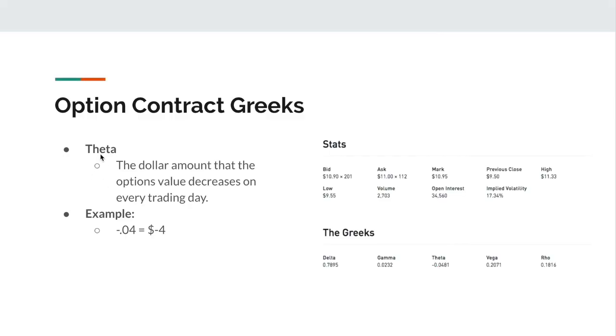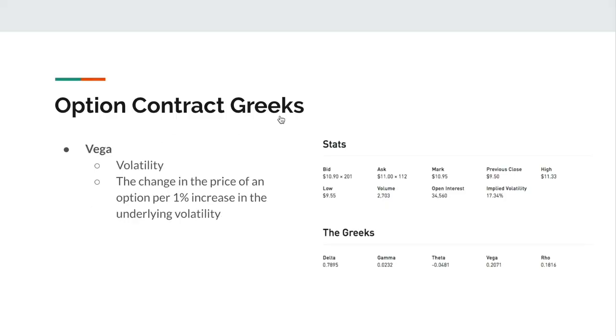Theta for both calls and puts. Theta is the dollar amount that the option value will decrease for every trading day. Every day that you get closer to that expiration, theta will start going up. So if the stock is going to expire 2 weeks from now, this theta can pretty much be 0.08 just a couple days from now. So theta, very important to look at when you're trading options.